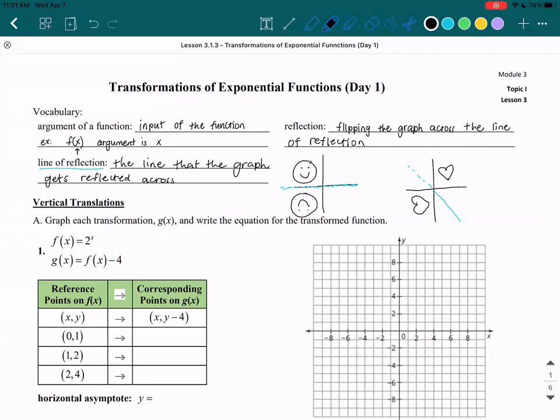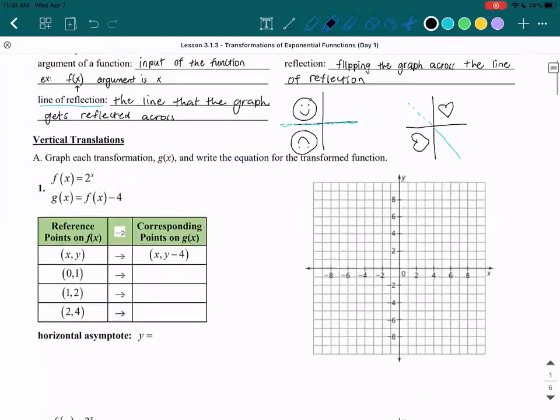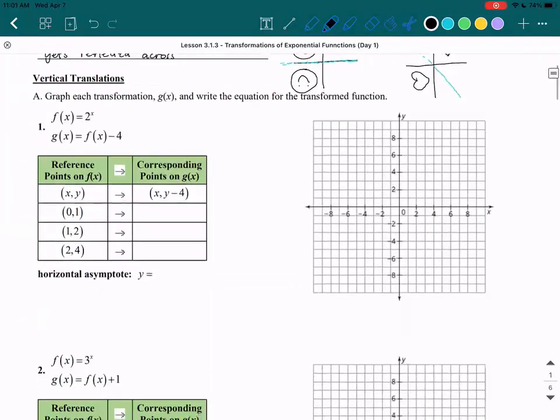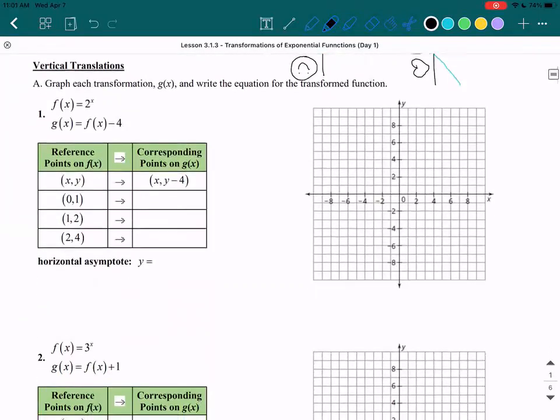Okay, so now that we got the vocabulary out of the way, let's get on with the first part, which is vertical translations. So for vertical translations, we're going to graph each transformation and write the equation for the transformed function. So our most basic original function is f of x is equal to 2 to the power of x. Okay, and then here are some points that are just given to us. They are part of 2 to the power of x. So on 2 to the power of x, there's (0, 1), (1, 2), and (2, 4). And then we are going to perform this translation.